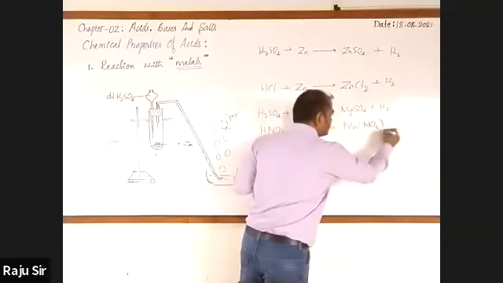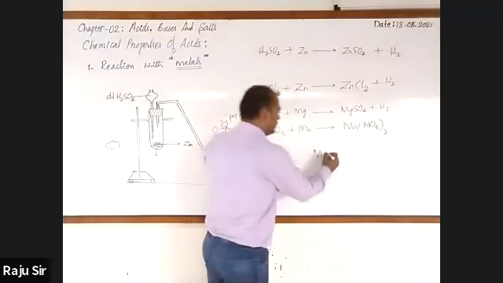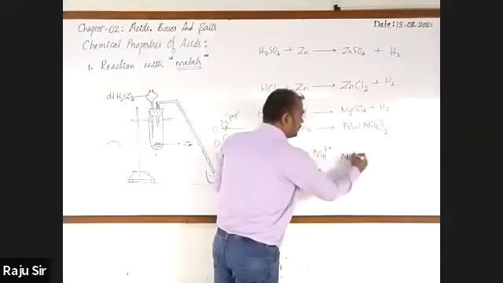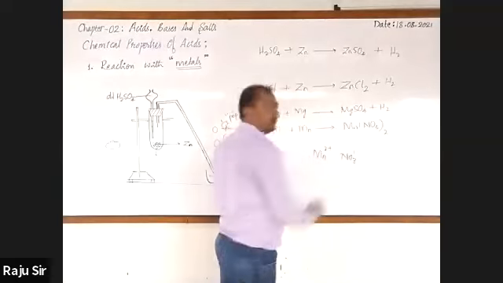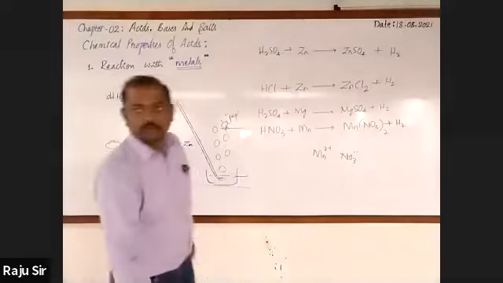Mn(NO3)2. We are very familiar with ions. It is Mn2+, then NO3−, crossing over the charges. Mn(NO3)2, plus hydrogen gas is liberated. Understood?